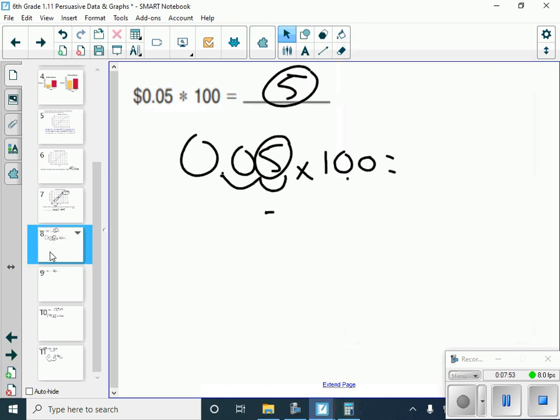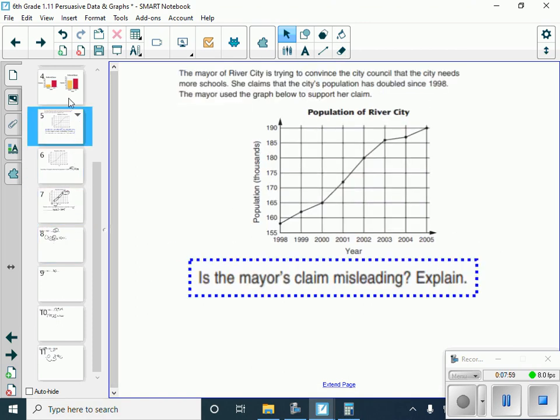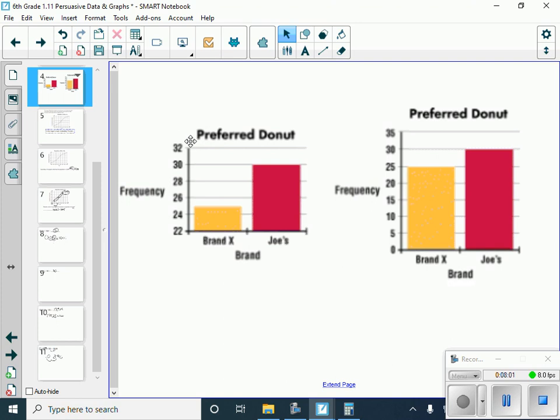Hopefully this helped out. You're going to see a lot of these different types of problems in your math today. You can always refer back to the video, but always take a close look with these graphs, what the y-axis is trying to read.